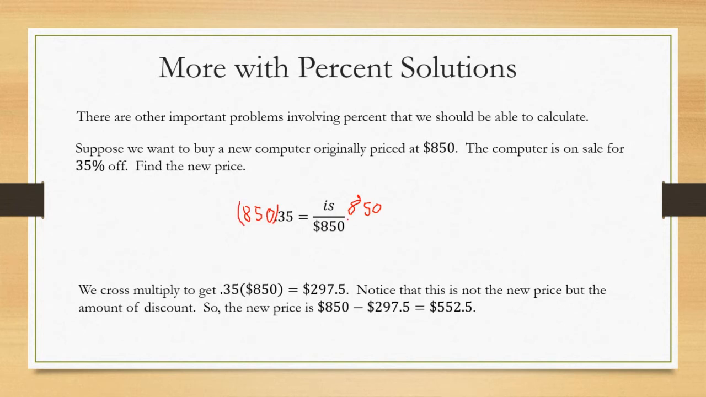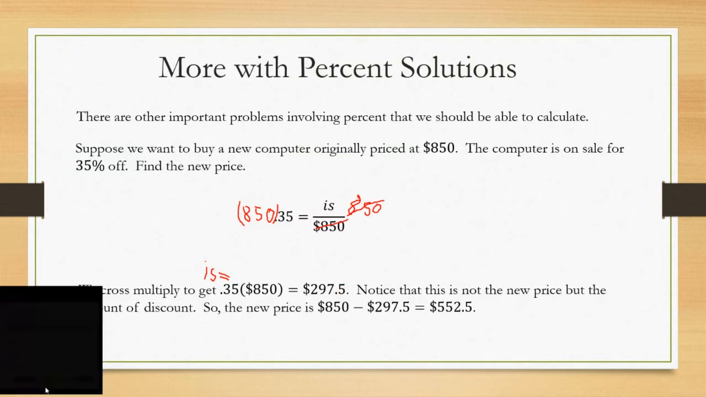Okay, and now that's going to work, right? Because now these are going to cancel. And what you're going to get is your is. Here. That's equal to 0.35 times 850. That's what this is equal to. And that works out to be, if you round it, you get $297.50.